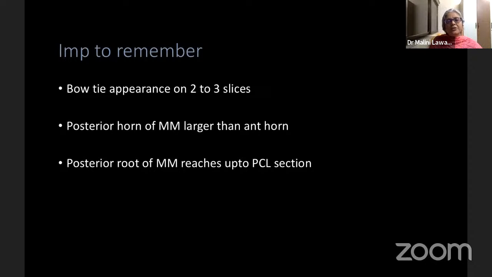So a few important points to remember. On sagittal images, the bow tie appearance of the body of the menisci should be seen in about 2 to 3 slices. The posterior horn of the medial meniscus is always larger than the anterior horn. The posterior root of the medial meniscus reaches on sagittal images up to the section where you see the posterior cruciate ligament. If any of this is not happening, then there is something wrong.